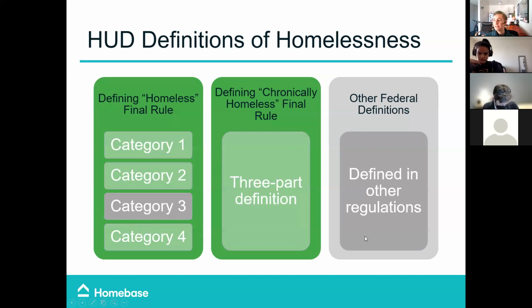We also want to recognize that there are other federal definitions of homelessness. There are definitions used in medical funding and those environments, and there are definitions that are used in schools for the McKinney-Vento regulations and those requirements in funding. Those federal definitions are very important, but they are not used for the Continuum of Care program funding, so we're not going to talk about those.